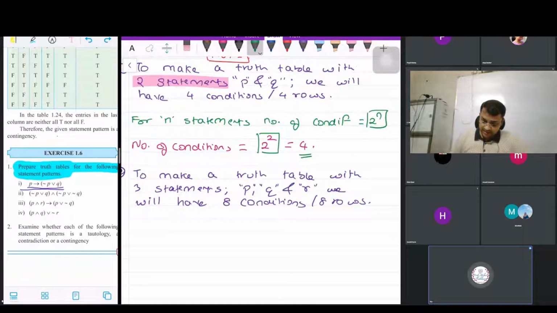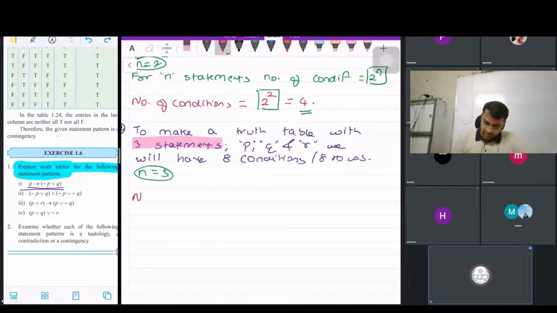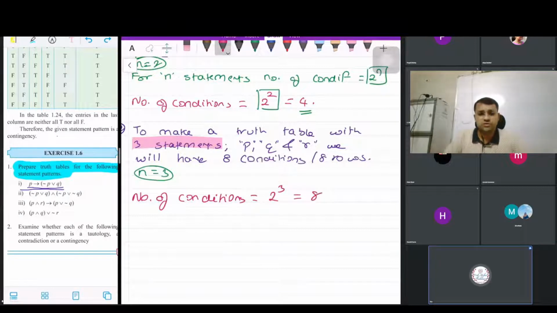In the same manner, in the second one, there are three statements. So what do I get? Over here, the value of n is 2, and now in the next, the value of n is 3. So what will be the number of conditions? The number of conditions is 2 raised to 3, which is going to be equal to 8.